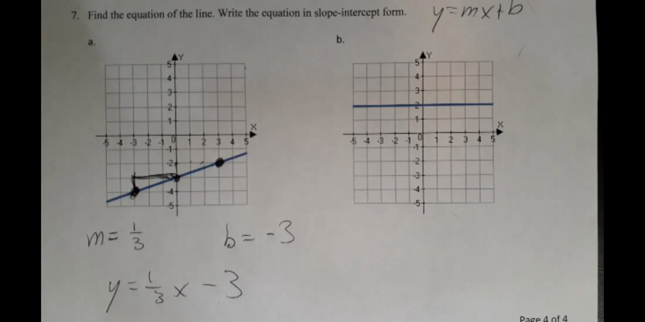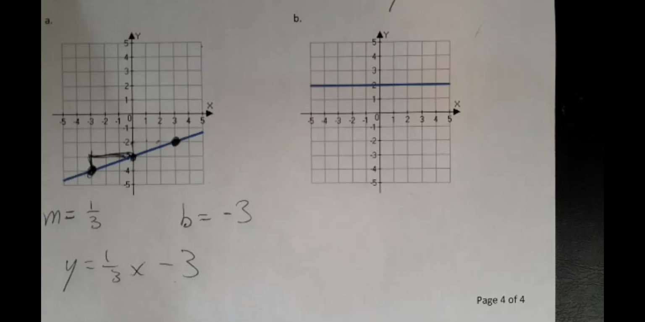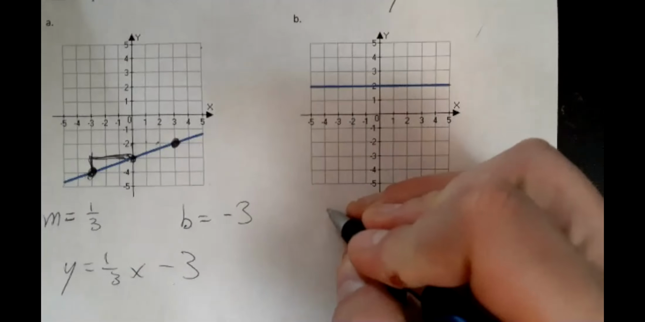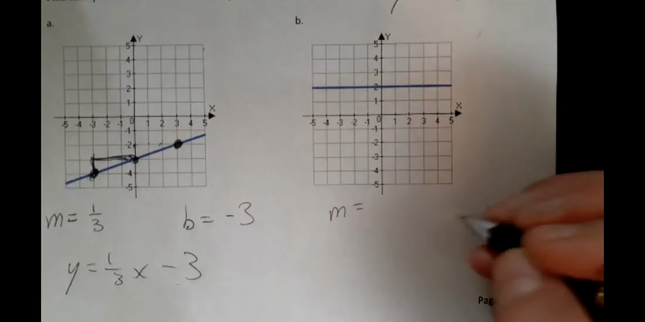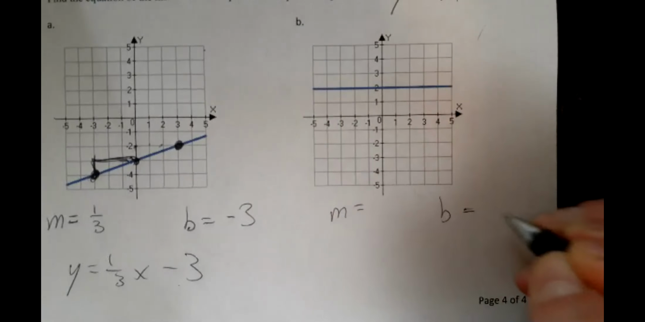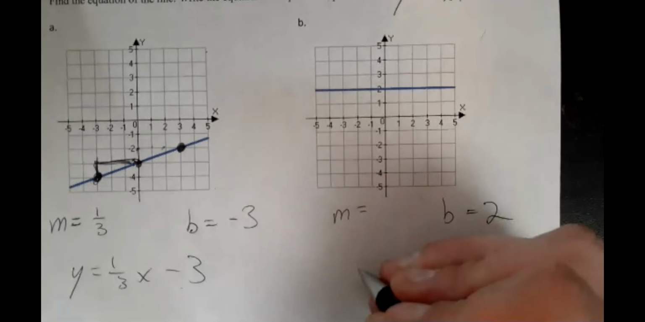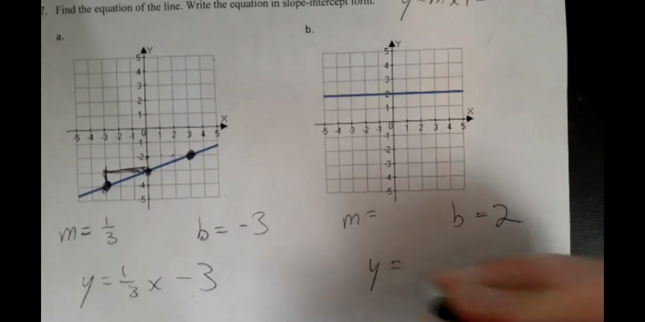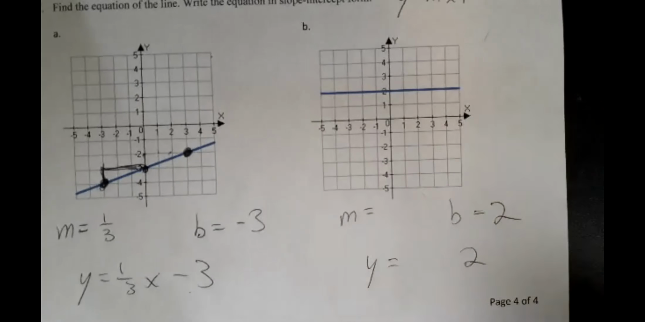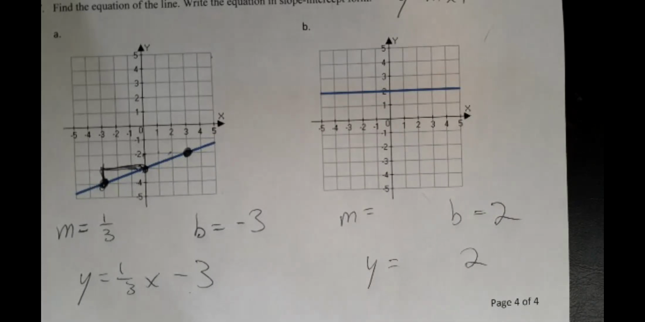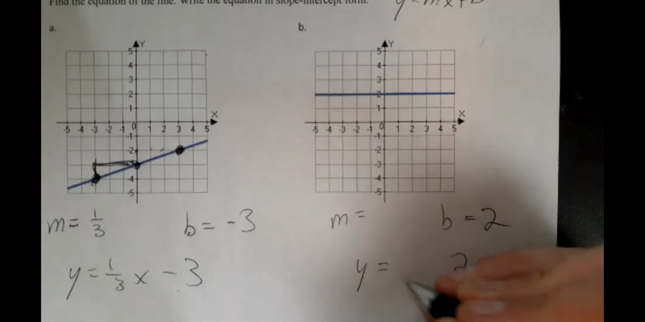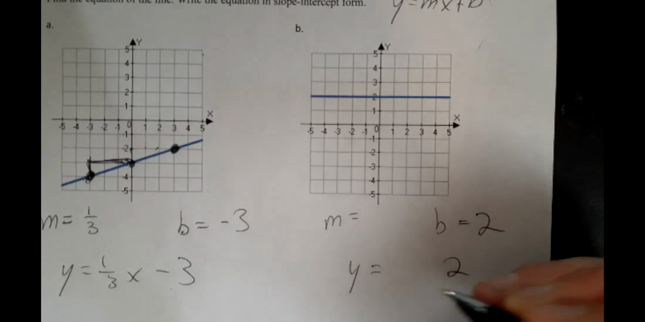Okay, so this one is maybe a little bit more tricky, but we've gone through something like this. You definitely know your b value here should be 2. It's going through the y-intercept at the value of 2. And if I look at this y equals mx plus b, you might know that this is a line y equals 2. So you might be asking, what about the slope?